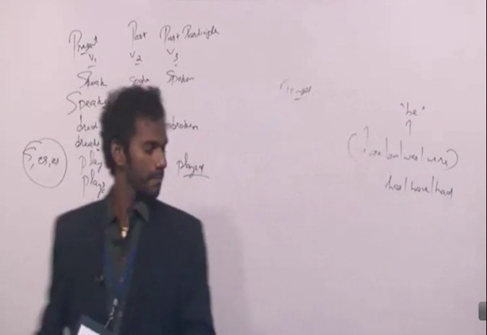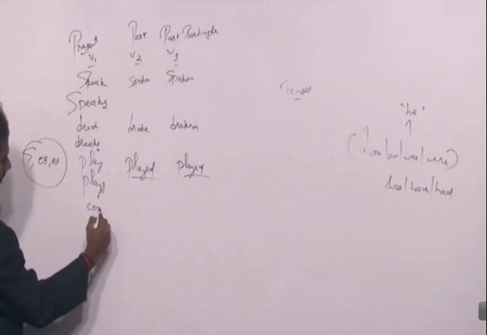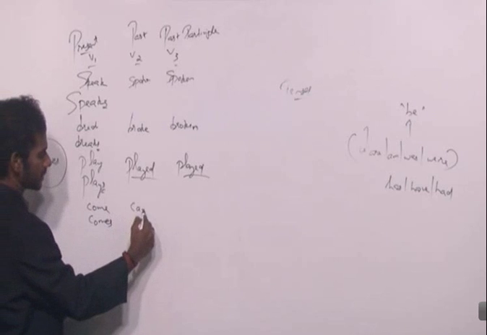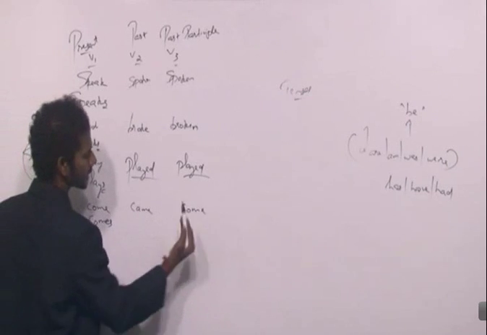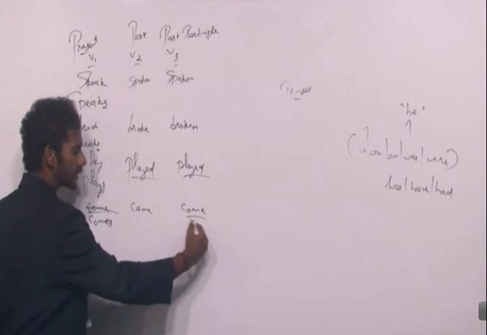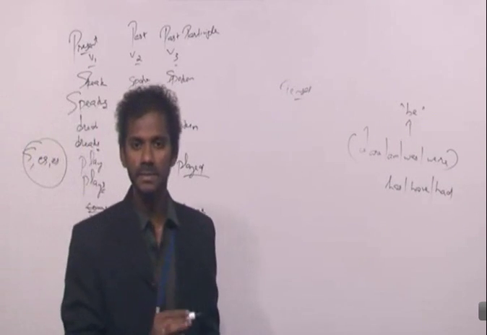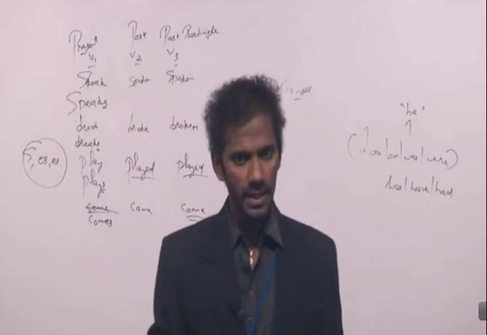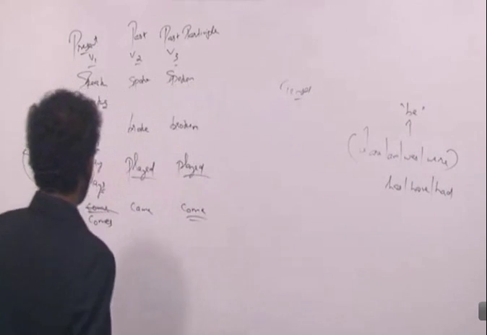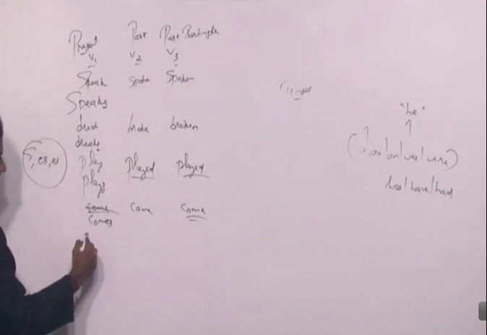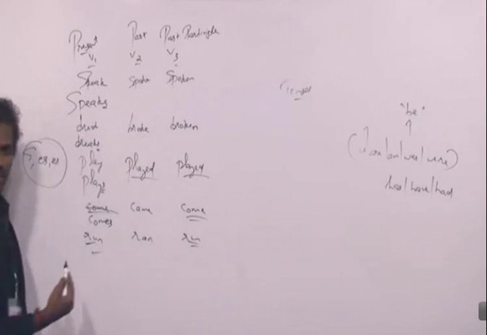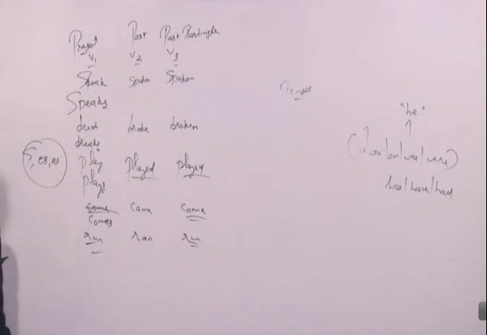Similarly, come. Come and comes, both are V1. V2 is came. V3 is come. So here, the V1 form and the V3 form are the same. It's come, came, come. So based on the rules, identify whether the word come in a sentence is V1 or V3. Same is the case with run. Run, ran, run. Here also, the V1 form and the V3 form are the same.